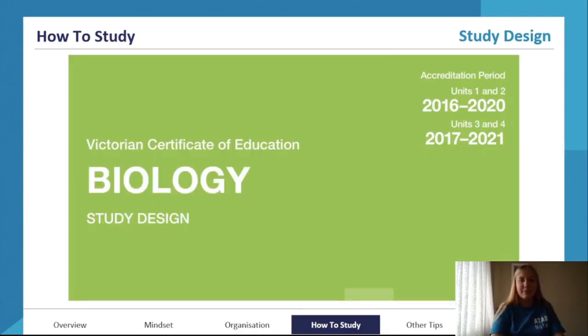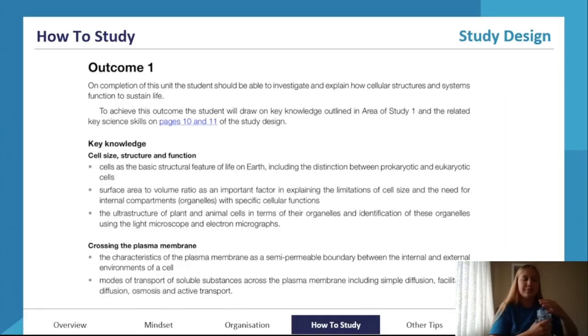So this is just an example of what a study design looks like. Biology study design, and make sure you check the accreditation period to make sure that it's your current year of school. So this example, and I've used this on purpose to show you that I'm not going to work with this study design, print it out and highlight it and waste all this time, because this is an outdated study design. We're now in 2023. So make sure you always check the accreditation period at the top there.